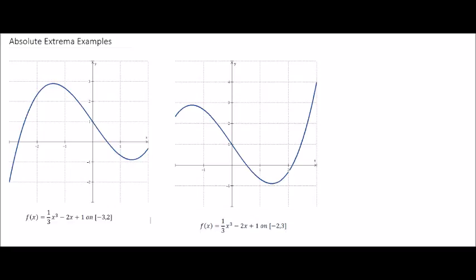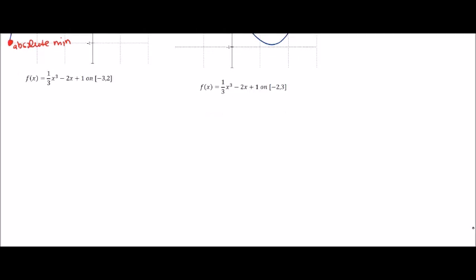So here, you should be able to tell me that when I'm dealing with the interval from -3 to 2, this is apparently my absolute minimum, because there is no lower function value at this point. And my absolute maximum appears to be here. So we're going to verify that using algebra. The first thing we're going to do is find the relative minimums.